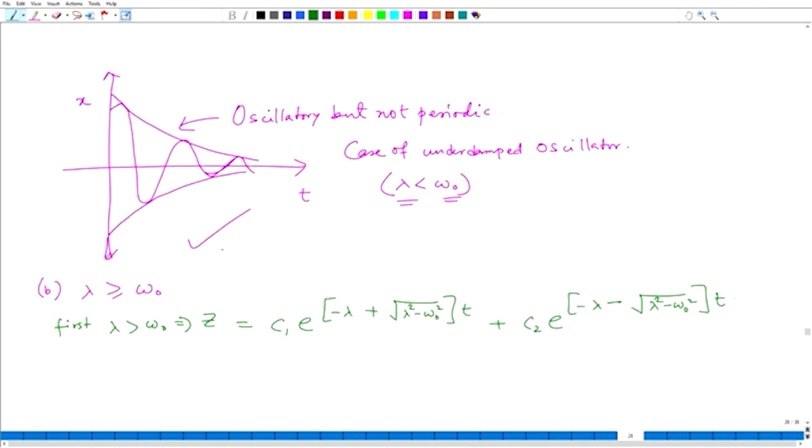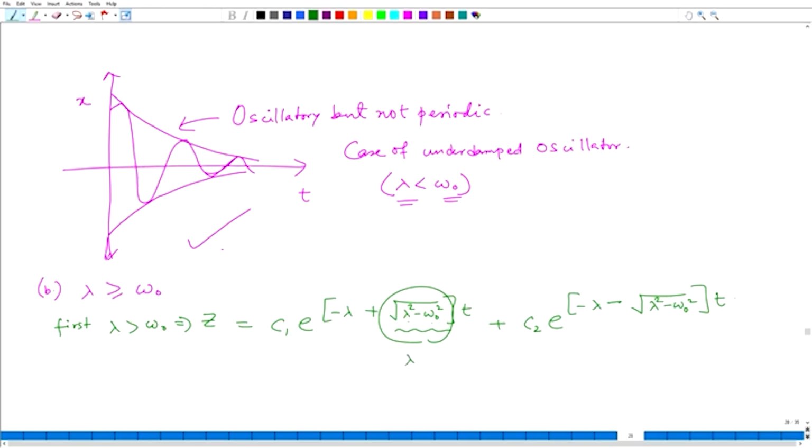Okay. So, I can also call this here omega d, or I just do not need to introduce them. What I can simply tell you is that here you see we are in a case where lambda is greater than omega 0. So, this thing under the root is actually less than lambda square.